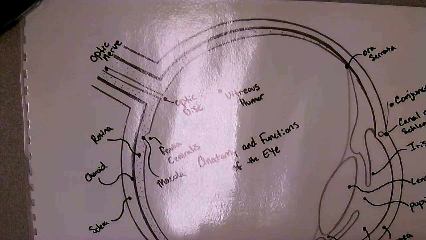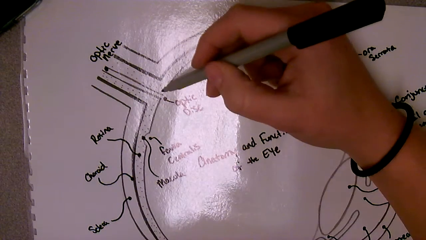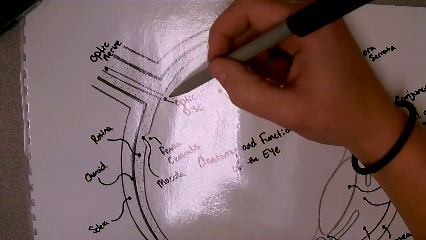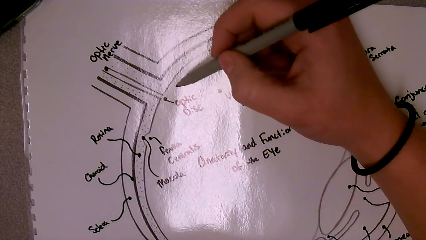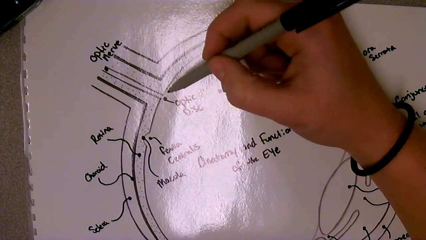And the optic nerve is kind of a bundle of fibers that carry vision-related impulses from the retina to the brain. It's the highway for the electric impulses to get to the brain.